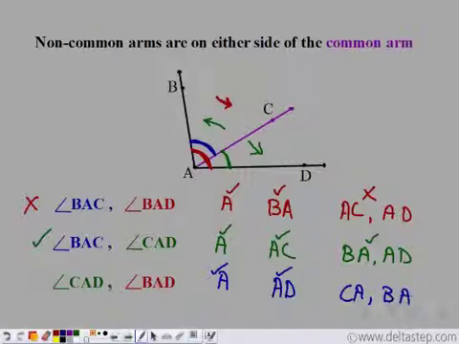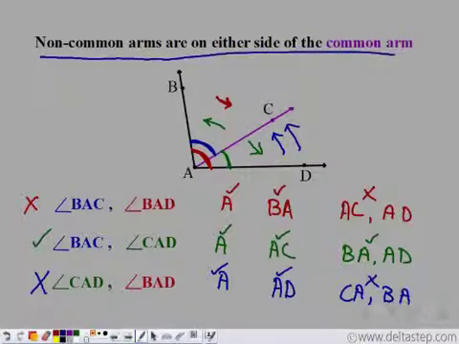Now let us check to which side of AD do they belong. CA lies to this side. BA also lies to this side. So they lie on the same side of the common arm. Hence, the third condition is not satisfied, and these are not adjacent angles. So this is a very important condition, that non-common arms should be on either side of the common arm for the angles to be adjacent.